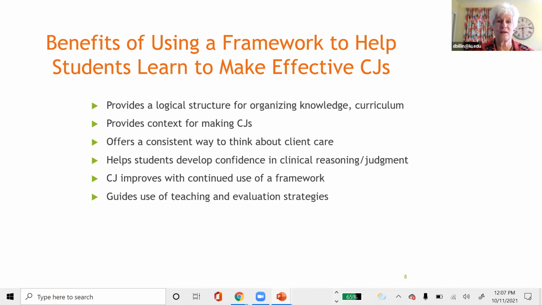So it seems like it's a really powerful tool to use, and it really helps then looking at the context for making clinical judgments, a consistent way for the students to think about how to do nursing care. And the more the students use this model, the sooner it's going to be automatic for them, and it's going to give them some confidence that they can make good clinical judgments. We have evidence that it improves when you're using a framework. And as we mentioned too, it's really going to help guide how you're going to choose or integrate clinical judgment into your current teaching and learning and testing strategies.